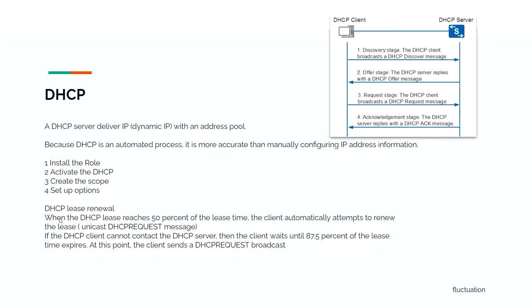Remember that when the DHCP lease reaches 50% of the lease time, the client automatically attempts to renew the lease. It's a unicast DHCP request, a unicast. If the DHCP client cannot contact the DHCP server, then the client waits until 85% of the lease time expires. At this point, the client sends a DHCP request broadcast. Okay, so remember that. It's very simple to install a DHCP, really.